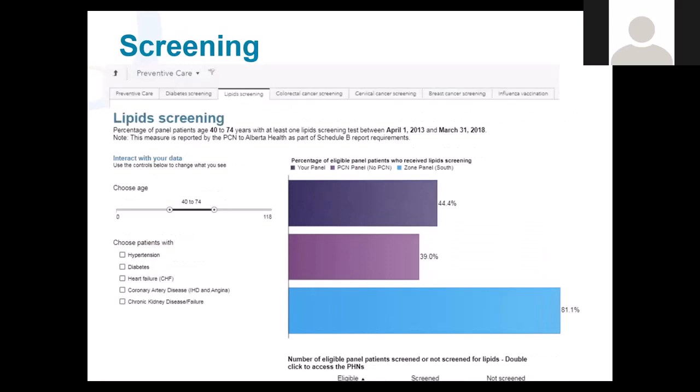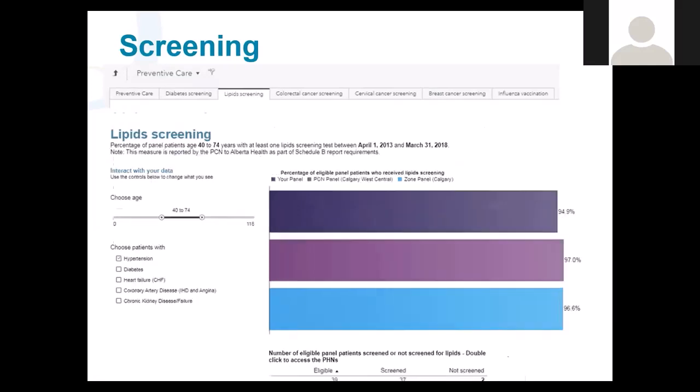And then looking at the lipids results, it seems to be doing a little bit better than the PCN, but is still quite a bit lower than the zone. And as Jody mentioned, the report now lets you look at those higher risk populations for some of the screening. For example, patients with hypertension for lipid screening. So this is showing those patients with hypertension and whether or not they've had the screening for lipids.